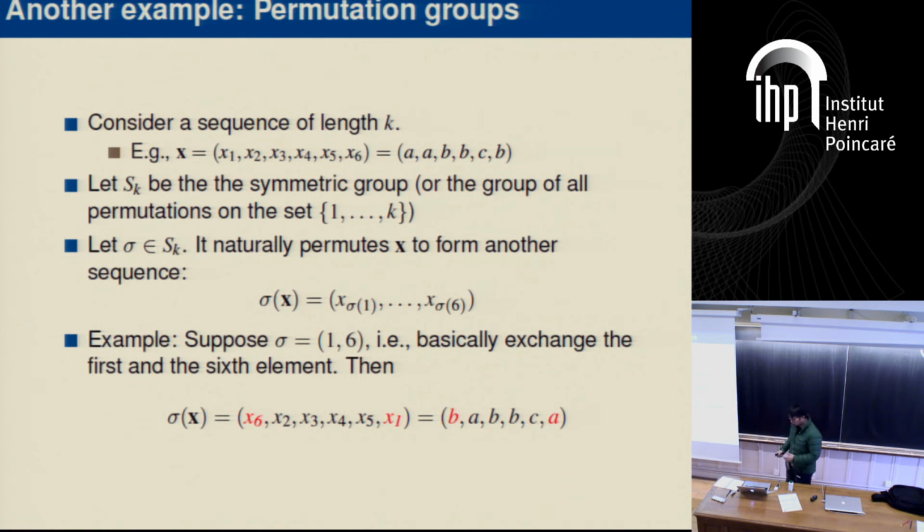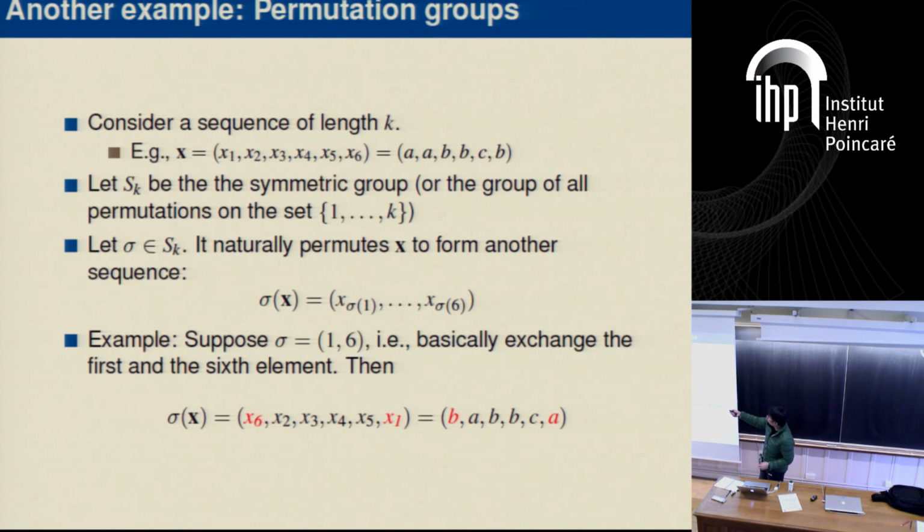Now, we define a symmetric group, or the group of permutations, over the index set from 1 to k. So k is 6 here. Let me give an example. What is a permutation? A permutation is just shuffling the index locations. So, for example, I could have a permutation where I just swap the index 1 and 6. Now, what will this swapping tell me? I can take this permutation and apply it on the sequence itself.